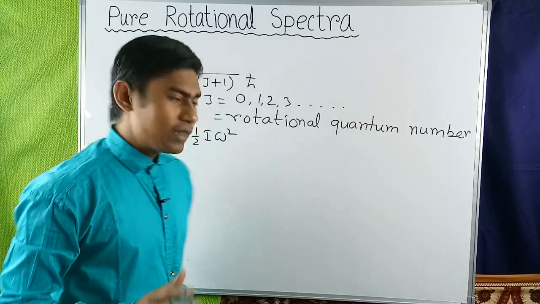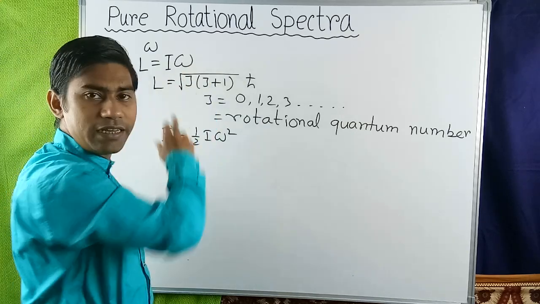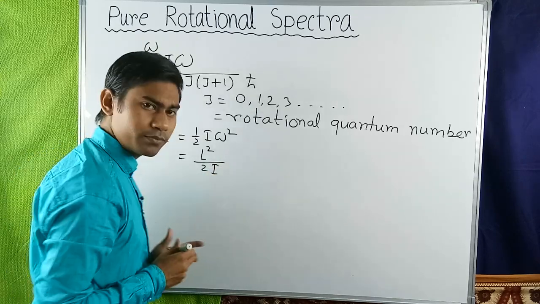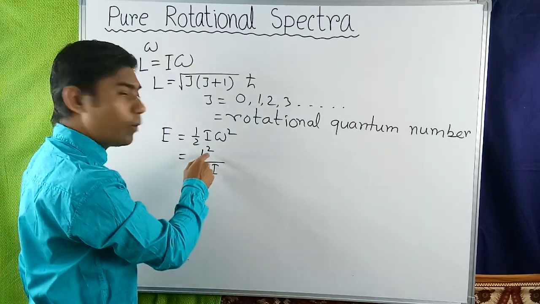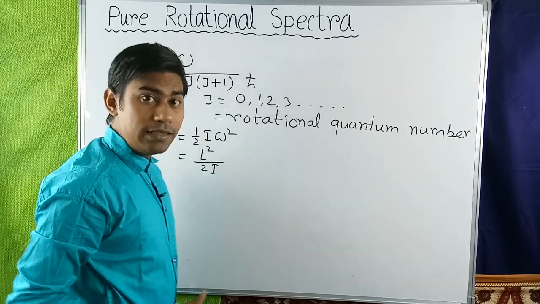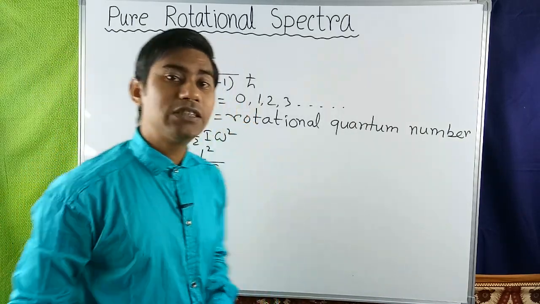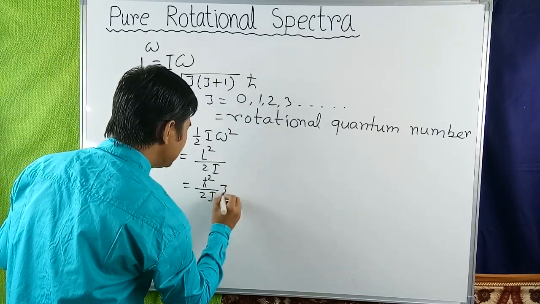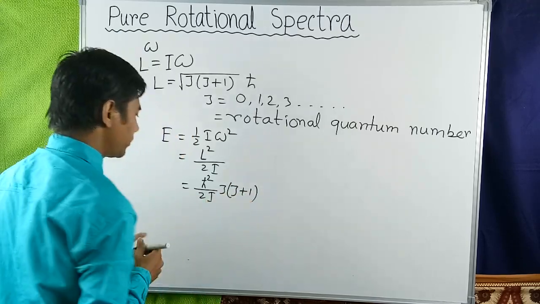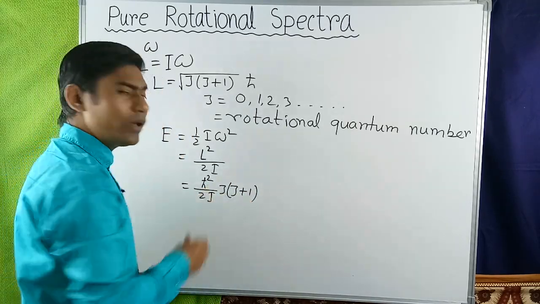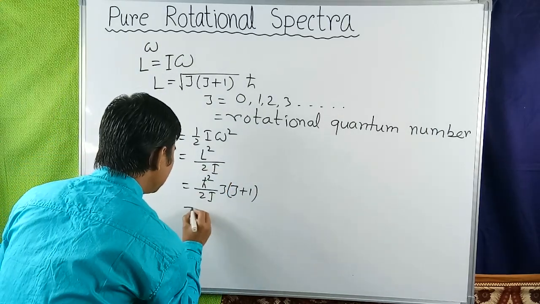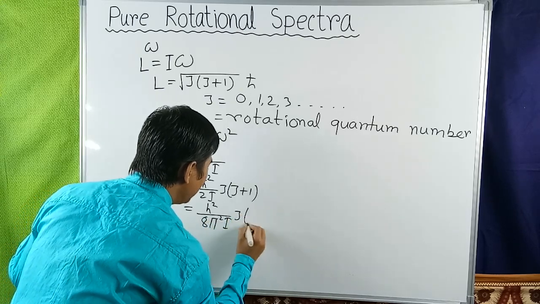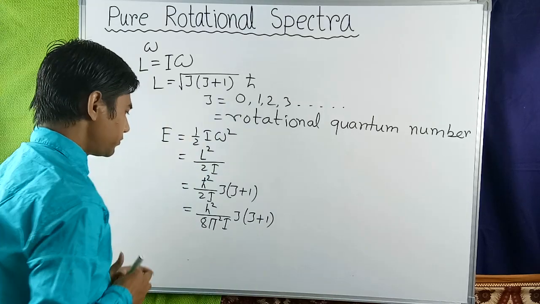Now, the rotational kinetic energy of the molecule is E = half I omega squared. If we put the value of omega from this equation, we get E = L²/2I. Now, if we put the value of L from this equation, the rotational kinetic energy becomes E = h-bar²/2I times J(J + 1). Now h-bar = h/2 pi, so we may write E = h²/(8 pi² I) times J(J + 1).